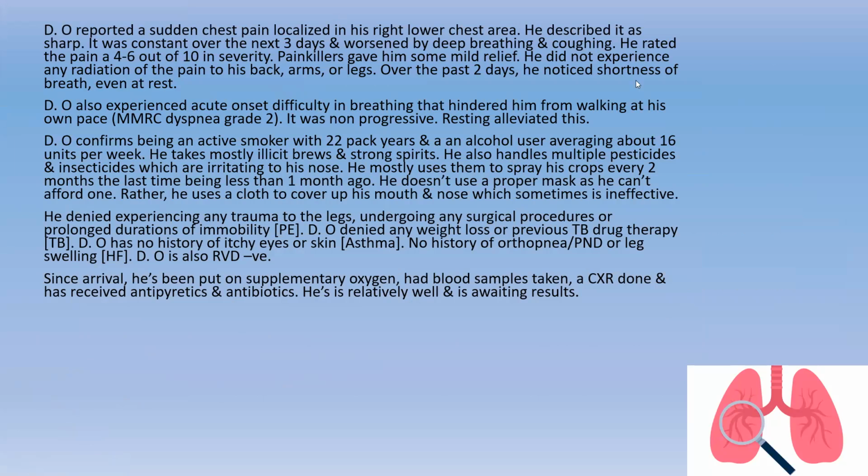What we need to have is site, which is the right lower chest area. The onset, sudden. Character, it's sharp. We also need to have radiation. So according to this, it's non-radiating. There was no radiation to the back, arms, or legs. We also need to have any associated symptoms, but there was none in this case. Timing, worsened by breathing and coughing. Alleviating factors, in this case, he doesn't have any, and then the severity.